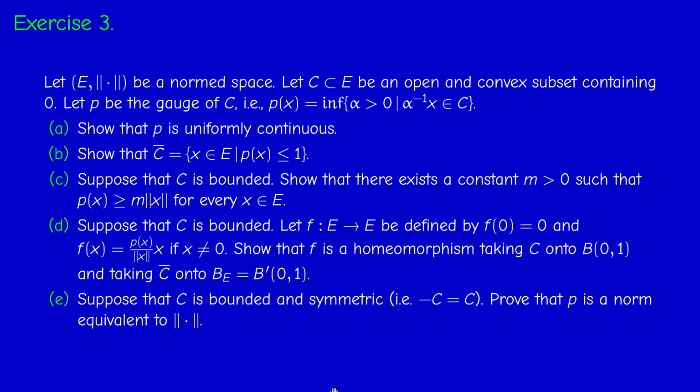And if C is bounded, we know that actually P of X is less than a constant times norm of X in general. We proved that in the lectures, but here we are proving the reverse inequality, under the condition that C is bounded. And in the fourth question, we have to show that if C is bounded, then C is homeomorphic to the open unit ball, and C bar is homeomorphic to the closed unit ball. And we'll show that the boundary of C is homeomorphic to the unit sphere. And last question, we have to prove that if C is bounded and symmetric with respect to the origin, then actually P is a norm which is equivalent to the original norm on E.